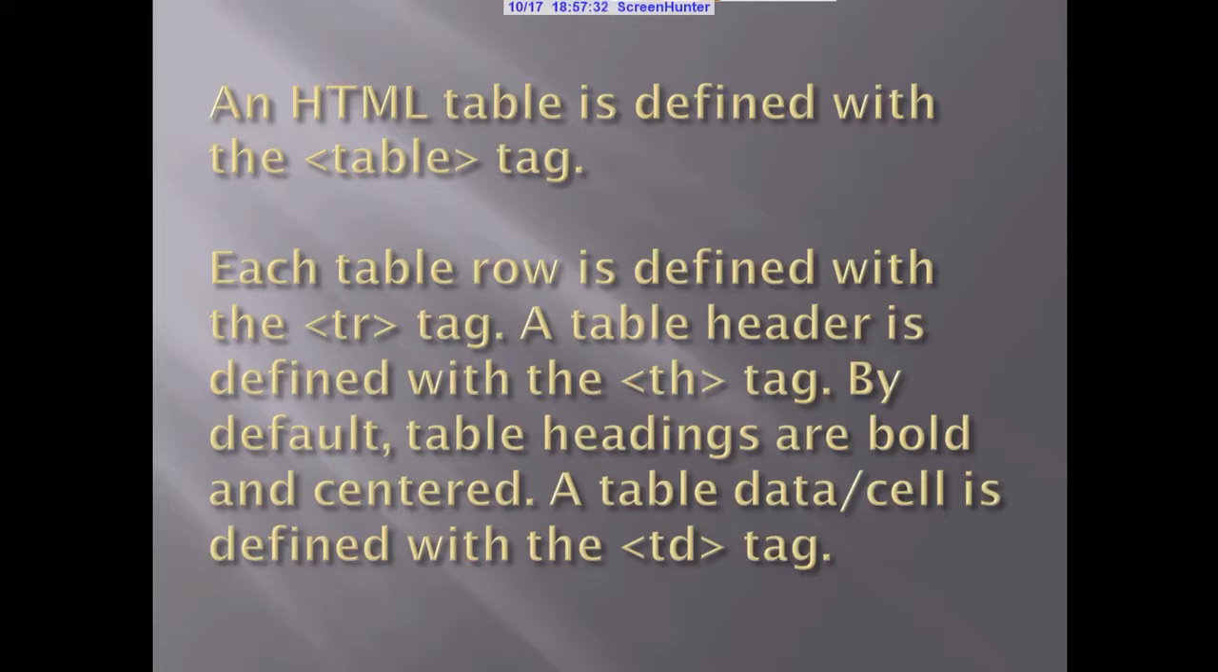Each table row is defined with the tr tag or table row. A table header is defined with the th tag. By default, table headings are bold and centered. The table data or a table data cell is defined with the td tag.